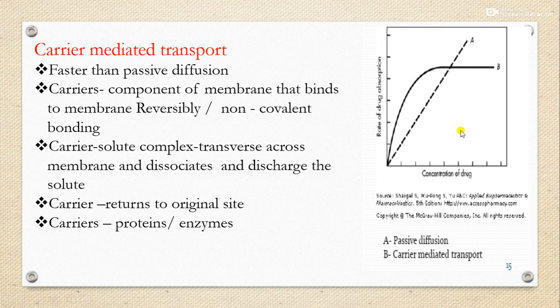In this figure, you may see a plot of concentration of drug versus rate of absorption, wherein A is a passive diffusion process and B indicates carrier mediated transport. Now what is the difference in this figure? Passive diffusion increases as the concentration of drug increases. So you can see a linear plot for A, that is passive diffusion.